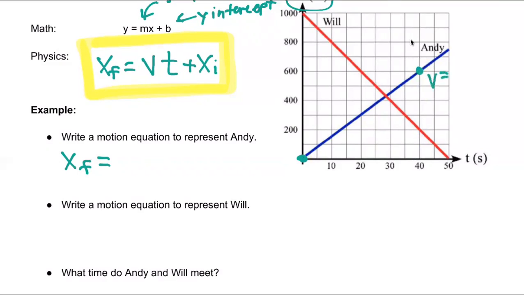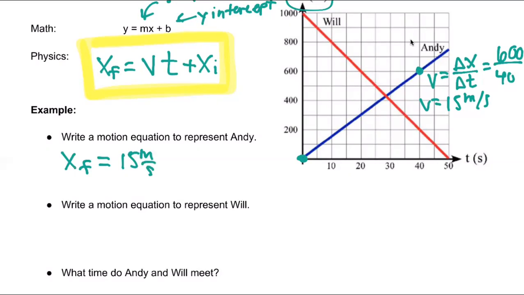Now my velocity is my change in position over my change in time, or just my slope of the line really, which gives me 600 divided by 40. So Andy's velocity is 15 meters per second. So instead of v in my motion equation, I can write 15 meters per second.